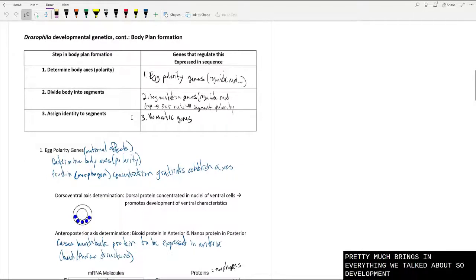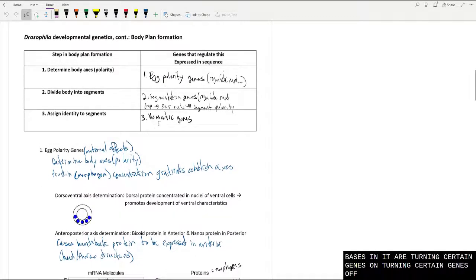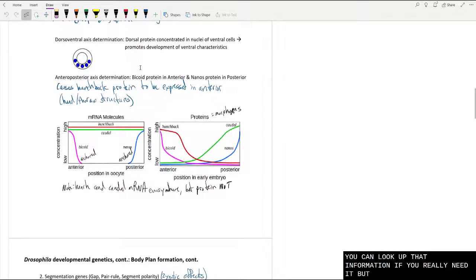So developmental genetics has a lot of epistasis basis in it, turning certain genes on, turning certain genes off. I won't ask specific questions on the Drosophila genes and the orders in which they're presented, because you can look up that information if you really need it. But understand that if a protein accumulates in a certain region, so anterior or posterior, so in a Drosophila, we have the bicoid and a nanos protein. Bicoid is anterior, nanos is posterior.